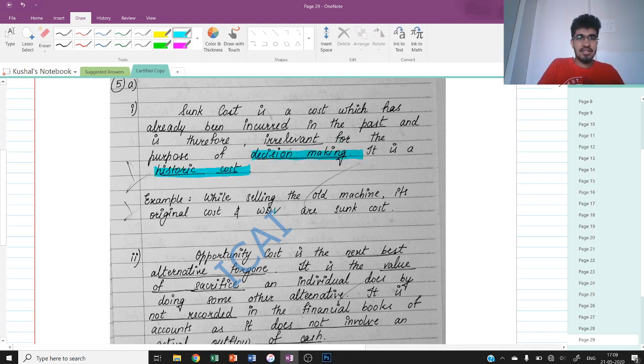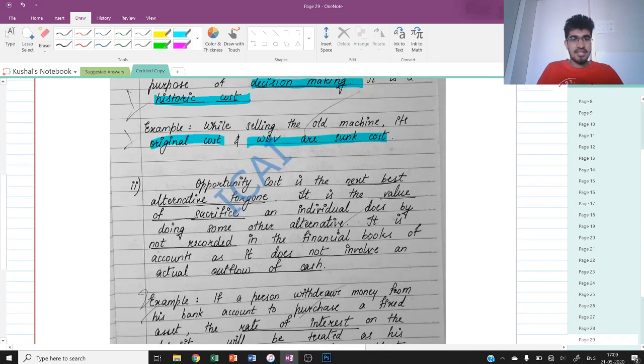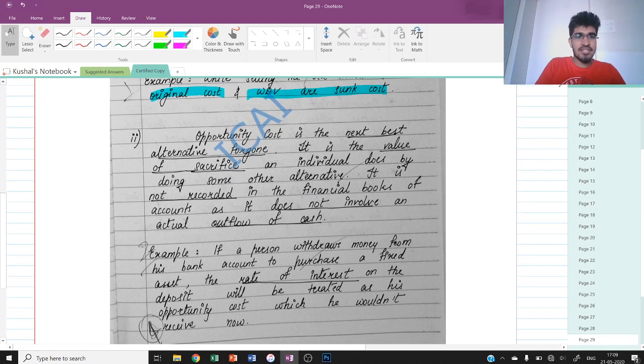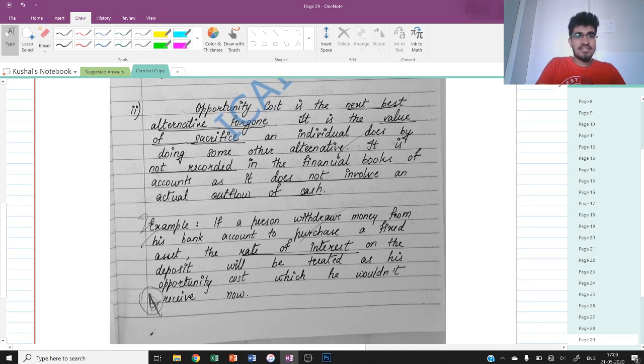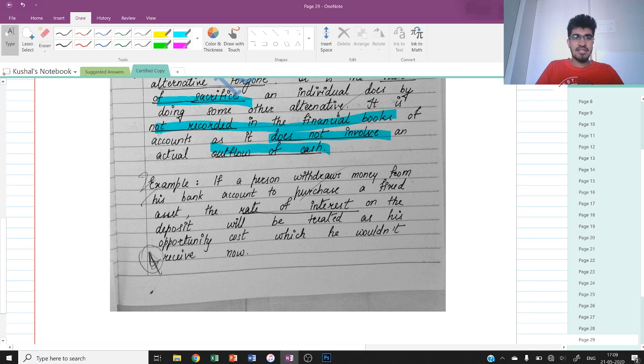Then give an example. WDV and original cost are sunk cost while selling the old machine. Similarly, opportunity cost is the next best alternative foregone. It is the value of sacrifice an individual does. It is not recorded in the financial books. It does not involve an actual outflow of cash. Give an example. If a person withdraws money from his bank account to purchase a fixed asset, the rate of interest on the deposit will be treated as his opportunity cost.